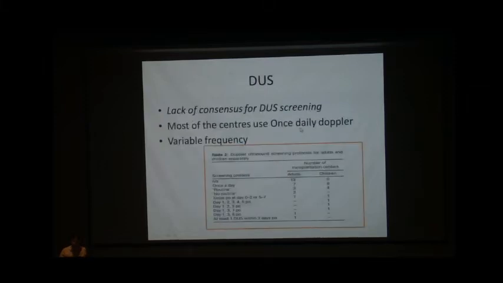So what about the frequency of Doppler ultrasound that should be performed in a post-liver transplant setting? The frequency has not been clearly defined. It varies between center and center. Most of the centers would use once daily Doppler ultrasound. However, fewer centers use Doppler in a less frequent manner. In our center, we use Doppler twice daily for the initial 5 days, followed by once daily Doppler for another 5 days.